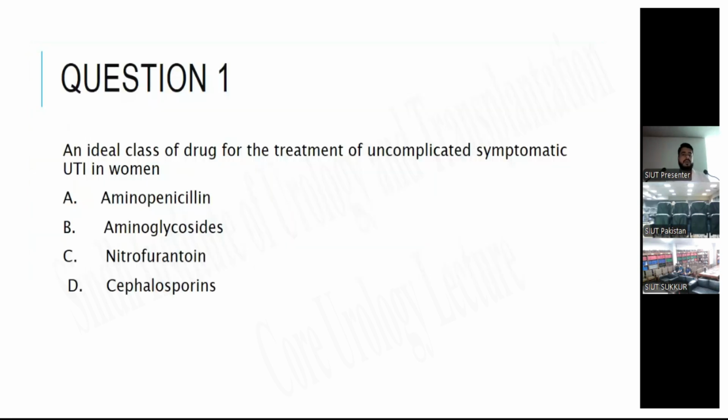An ideal class of drug for the treatment of uncomplicated symptomatic UTI in women is: option A, aminopenicillin, option B, aminoglycosides, nitrofurantoin, or cephalosporins. Anyone in the audience?